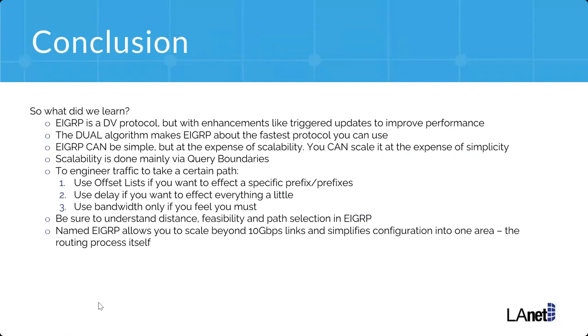If you want to engineer traffic to take a certain path, I recommend using offset lists, particularly if you want to do it for certain prefixes, right? That's really your only reasonable option, not your only option, but your only reasonable option to me. You could use delay if you want to affect everything a little bit. You could use bandwidth if you like the all nuclear option. I'm not a fan of tweaking bandwidth for more reasons than just the EIGRP math, but if you really want to, you can do it.